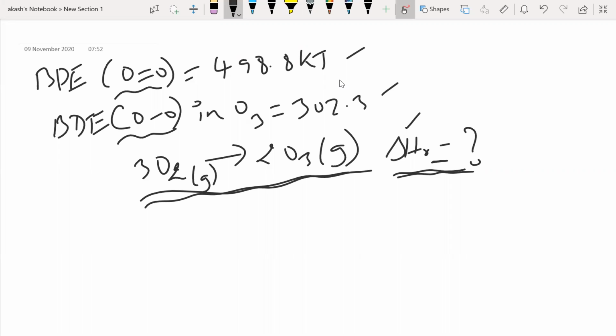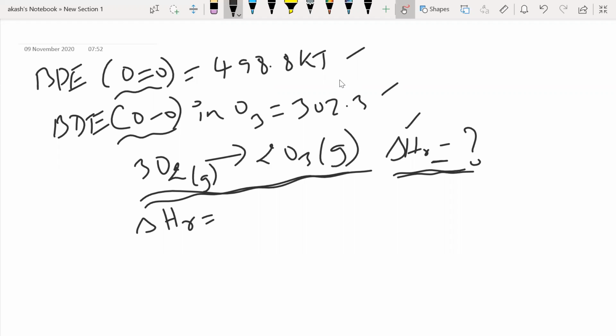The bond enthalpy of reactants minus bond enthalpy of products, sir. Absolutely. Now tell me, delta H of reaction for this reaction, how will I write it in terms of bond enthalpy? You just told me that it is total bond enthalpy of reactants minus total bond enthalpy of products. Now tell me, how will I write it? Total bond enthalpy of O2 minus total bond enthalpy of O3.